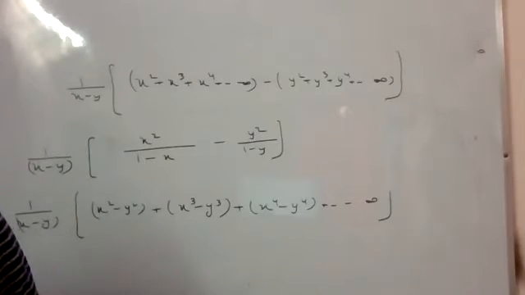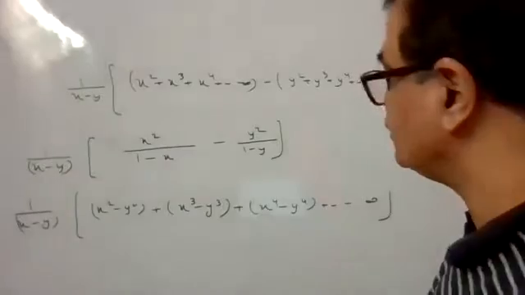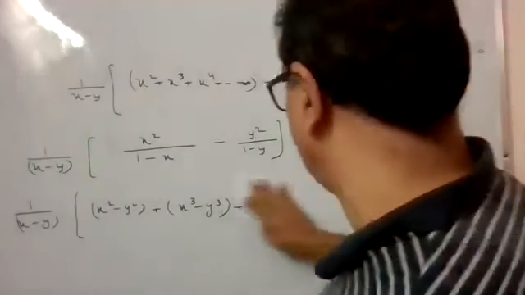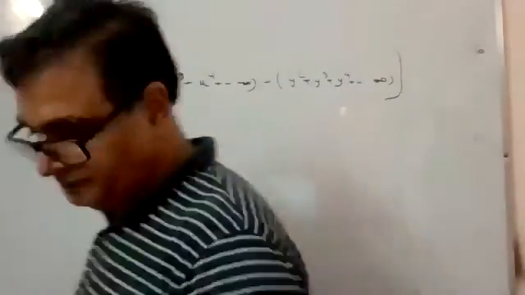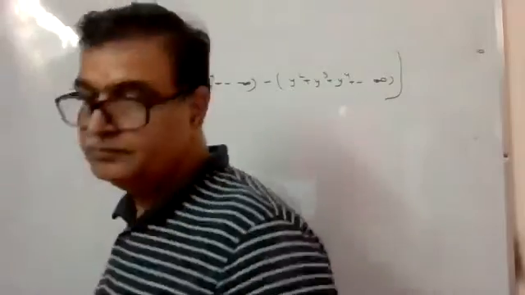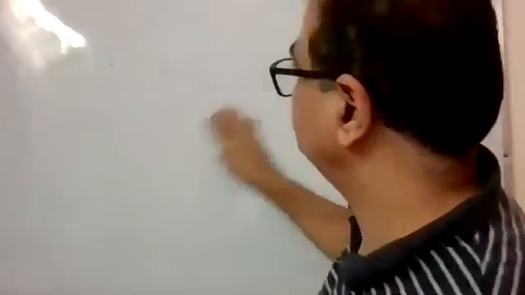Next question, please. If each term of an infinite GP is 2 times the sum of the following terms, find what is the common ratio of this GP.